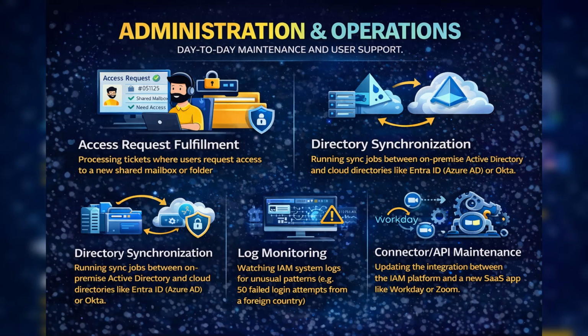4. Administration and operations, day-to-day maintenance and user support. Access request fulfillment, processing tickets where users request access to a new shared mailbox or folder. Directory synchronization, running sync jobs between on-premise Active Directory and cloud directories like Entra ID, Azure AD, or Okta. Log monitoring, watching IAM system logs for unusual patterns, for example, 50 failed login attempts from a foreign country. Connector/API maintenance, updating the integration between the IAM platform and a new SaaS app like Workday or Zoom.